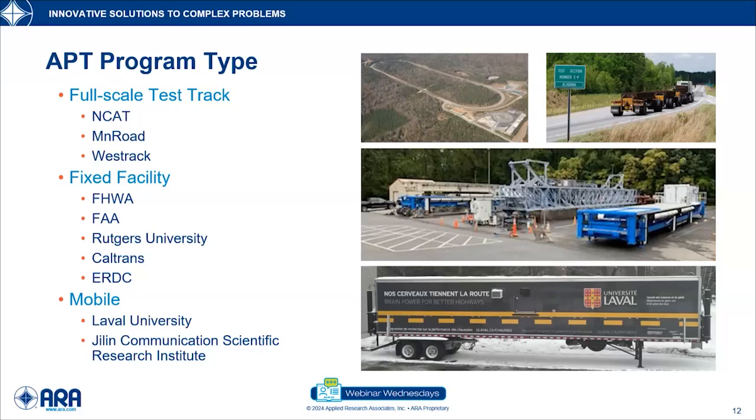that the test track is located in. A fixed facility, such as the FHWA, FAA, and Caltrans and others, these facilities will have the advantage of having one or multiple APT devices, and they will be able to control the proper testing and drive what type of experiments are done on the facility. So that's one of the key differences between the two. And there are also mobile APT programs in which the agency takes the device to a construction site, and they will test on the actual conditions of the location, taking into account all the different aspects of the site.